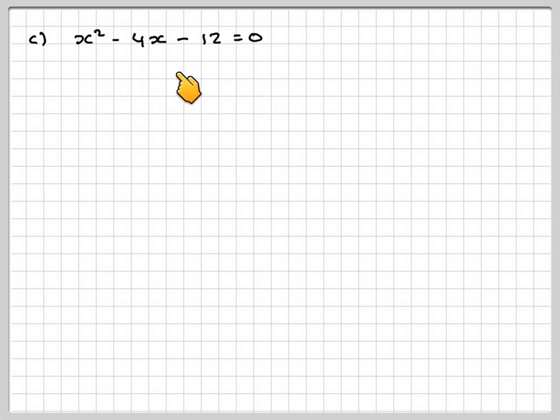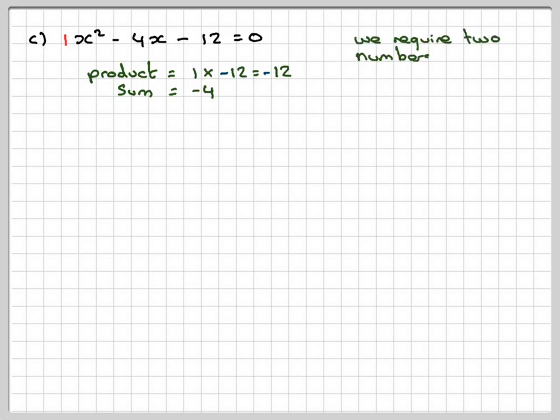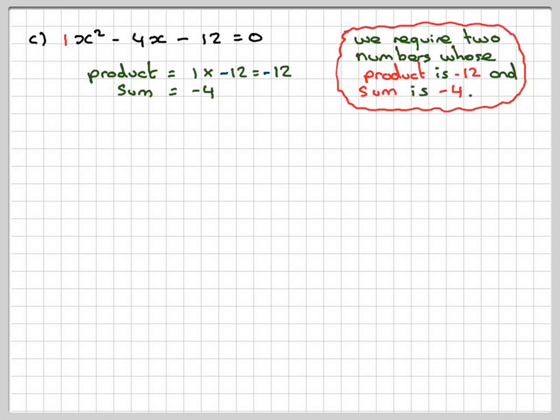Now either you can factorise straight away, or you've got to use a method. The method I like is product and sum. We've got 1x squared, so we'll put a 1 there. To get the product we do 1 times minus 12, which gives minus 12. To get the sum, we take just the middle number here, which is minus 4. Then we require two numbers whose product is minus 12 and sum is minus 4.